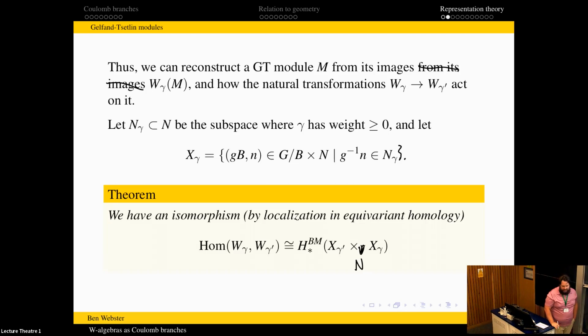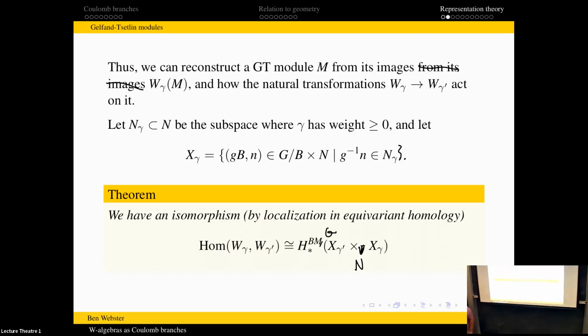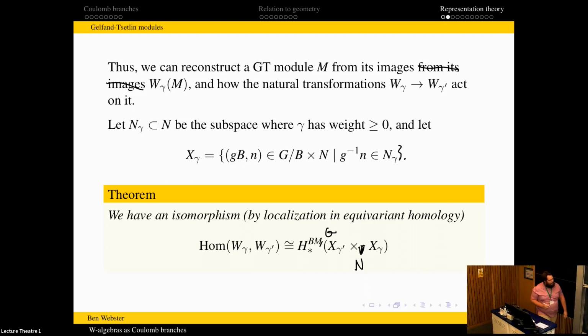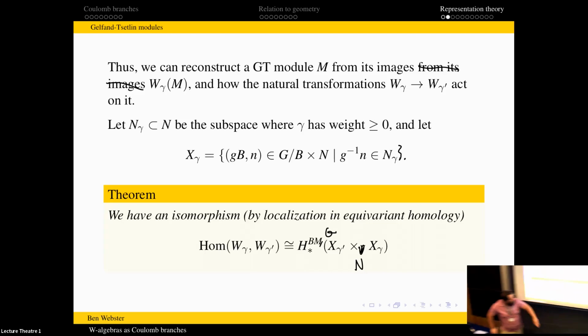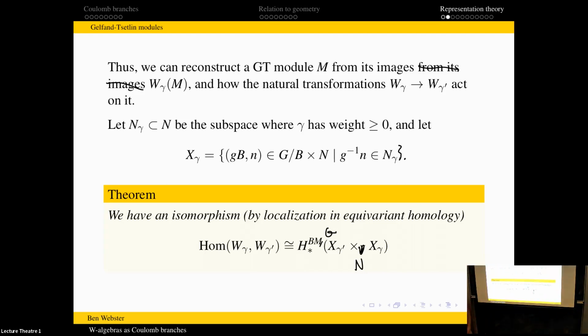And as we discussed in geometric representation theory, when you have spaces like this, look at the homology of their fiber product. It's a good thing to do. And it turns out here, I missed a lot of things. I should have put an equivariant for G there. The equivariant homology of this fiber product for G is exactly the Hom spaces between these functors.